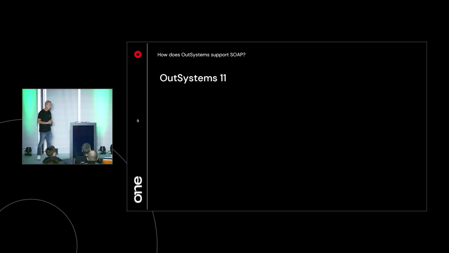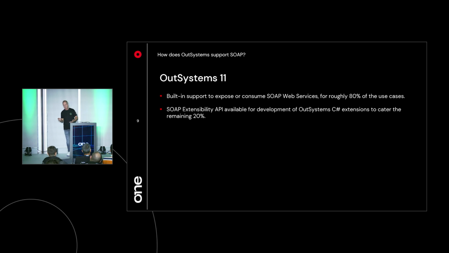If we then look at what options OutSystems has available in the two platforms, OutSystems 11 and ODC, we see quite a difference. In OutSystems 11, you have built-in support to expose and consume SOAP services for about 80% of the use cases. And for the 20% where you get an error in Service Studio, you have the option to use the SOAP Extensibility API and figure it out. So it covers a lot.